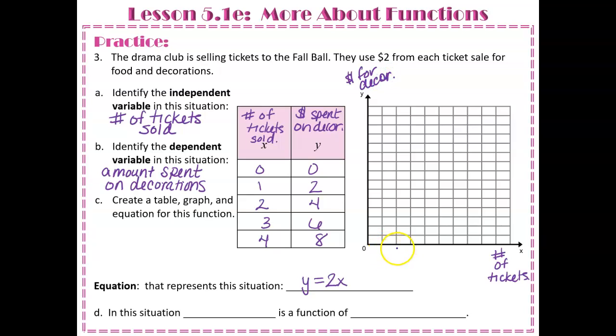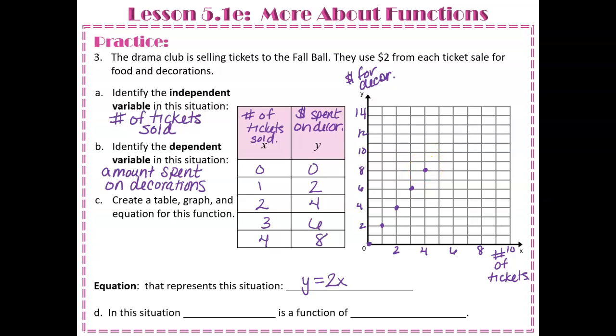Okay. I'm hoping more people show up to a dance than that, but we're still going to go by ones. Here I'm going to go by ones too. So I'm going to do 0, 0, 1, 2, 2, 4, 3, 6, 4, 8.